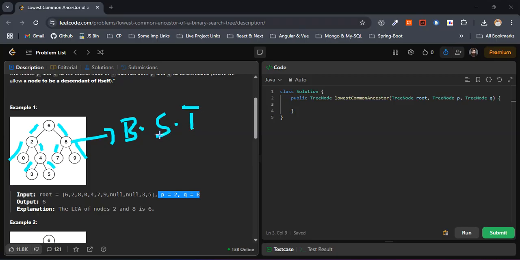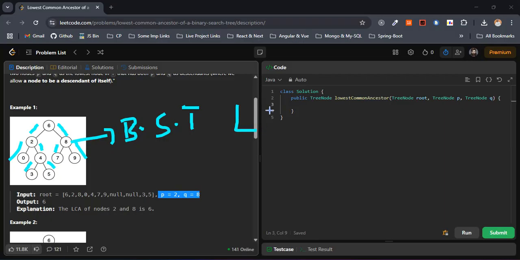So in a binary search tree, the left subtree is always less than the root and the right subtree is always greater than the root. The LCA is the lowest node that has both P and Q as its descendants. That's what they have given in the question.